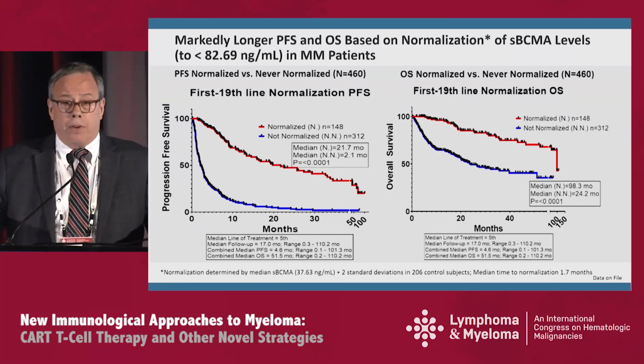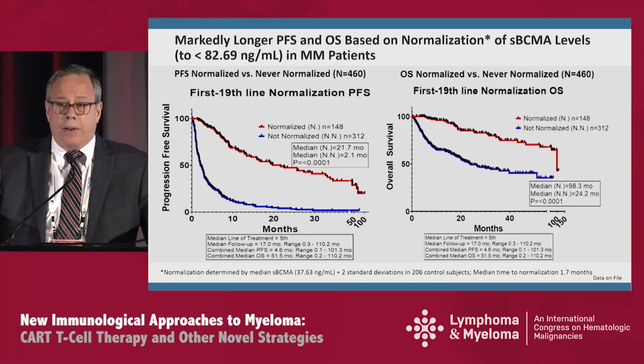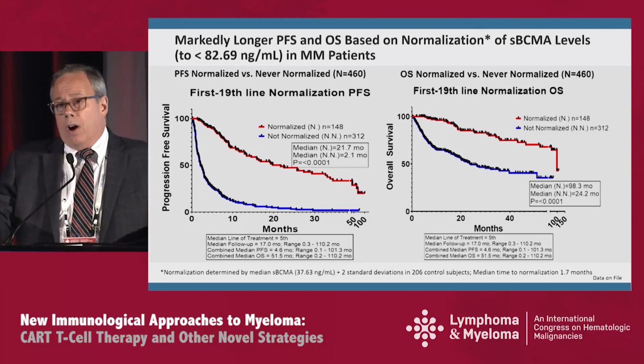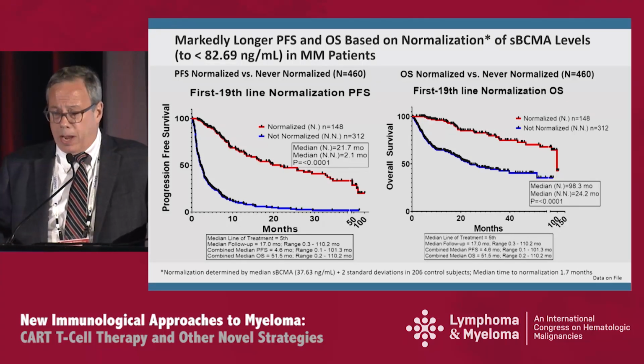There's a dramatic difference. Those patients who achieved a BCMA of normal range, less than 82.69, had actually a 22-month PFS. It's 1/10 that at 2 months if you didn't. And the right-hand side represents survival. Again, a dramatic difference. In this whole cohort, it turns out about a third of these patients are normalizing. This includes both relapse and frontline. The majority of patients are actually obviously in relapse.